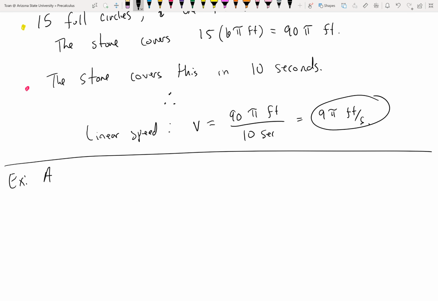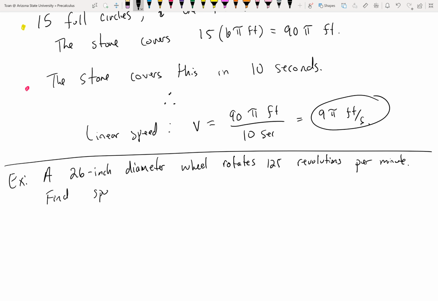Suppose we had a 26 inch diameter wheel that rotates 125 revolutions per minute. Find the speed in miles per hour at which the wheel spins.